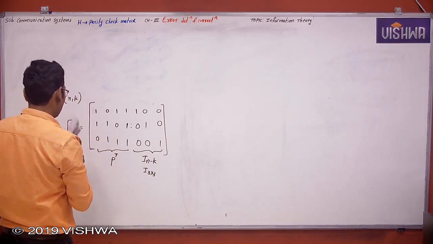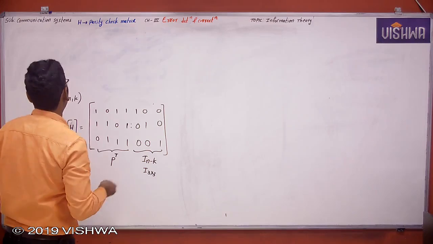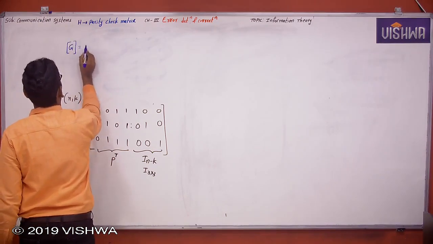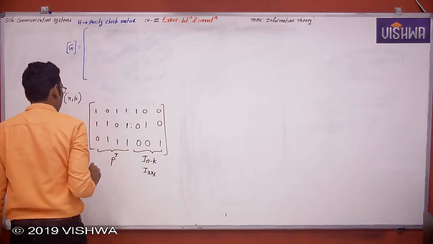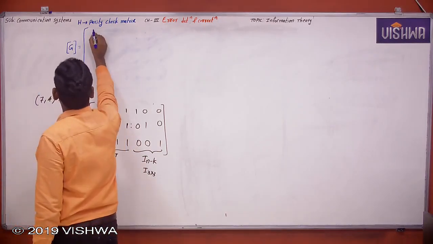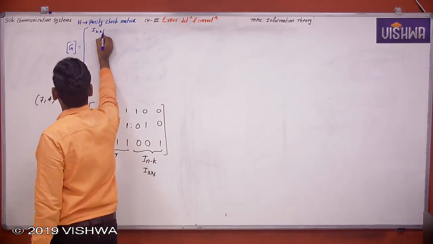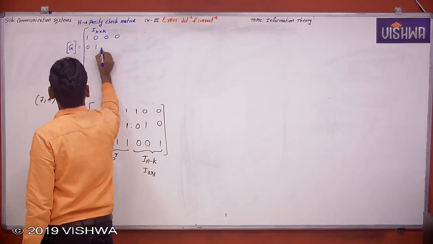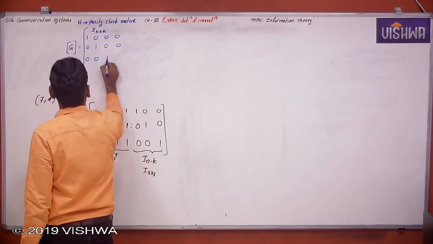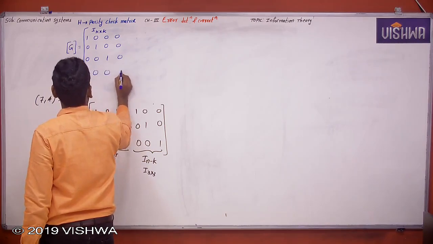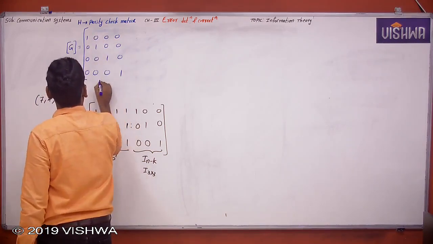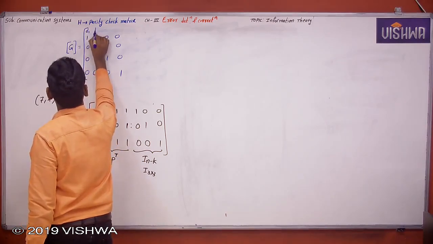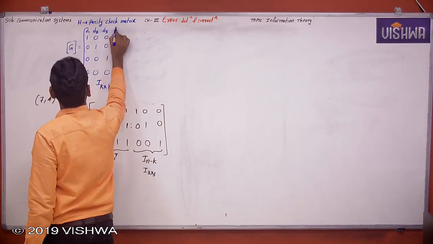But what is there in the generator matrix? In the generator matrix, the first part is the identity matrix I k by k, which is 4 by 4: 1 0 0 0, 0 1 0 0, 0 0 1 0, 0 0 0 1. Now this is I k by k, corresponding to d1 d2 d3 d4.